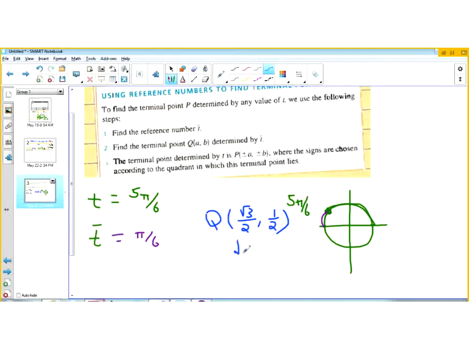Then we go to step 3. Since we're in quadrant 2, the abscissa is negative, and the ordinate remains positive. So this information came from the table, and this information right here for P comes from the knowledge of which quadrant the terminal point is in. Okay, so let's do another example. Let's say we want to calculate, all right, so let me erase this.